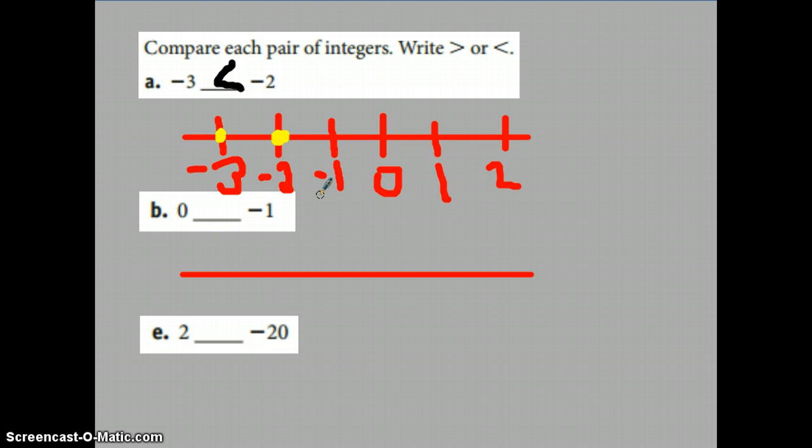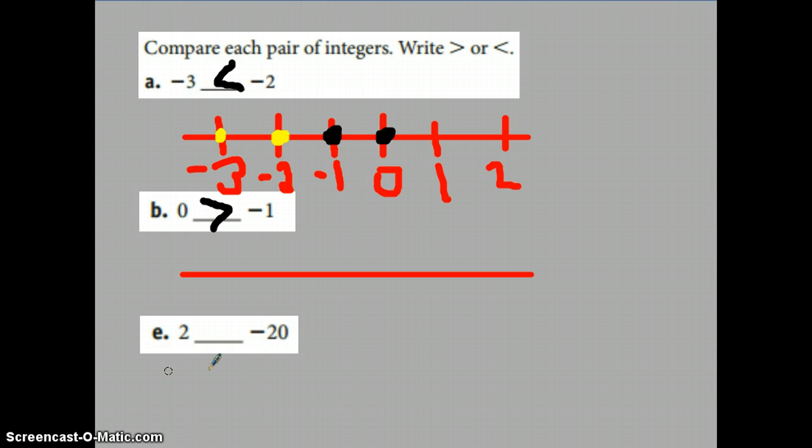Okay, I'm going to use this same number line to look at 0 and negative 1. So here is 0, and remember that is an integer that is neither positive nor negative, and then a negative 1. Well, just looking at these black dots, negative 1 is further to the left than 0, so negative 1 is going to be less than 0, or 0 is greater than negative 1.